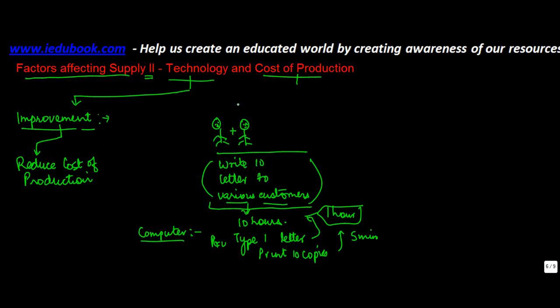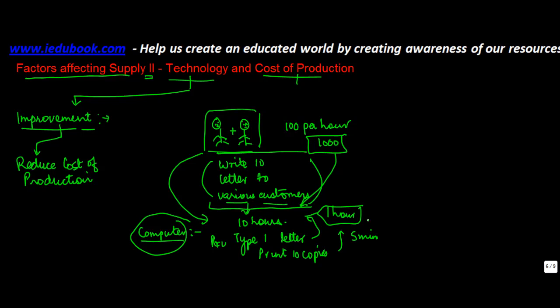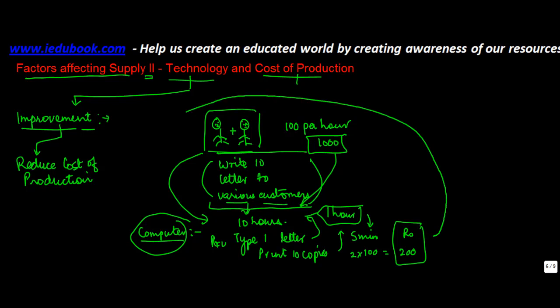So earlier the person had to pay the salary of these people for 10 hours. Let's say they were paid 100 rupees per hour. For 10 hours they would be paid 1000 rupees to do these 10 letters. But with the advent of the computer, the time cost was hardly 2 hours, and this work would have been done in 2 into 100 is equal to 200 rupees. So with the improvement in the process, with the change in technology, the cost of production reduced.